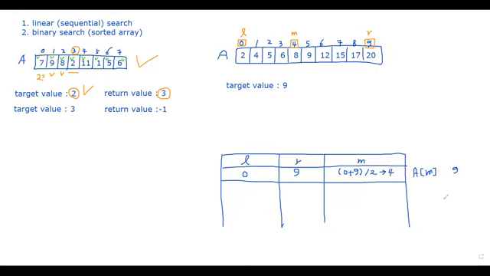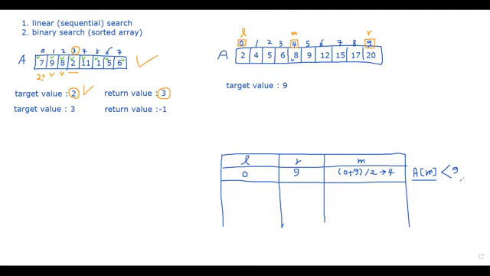9 is the target value, right? And M is 4. So the data at index 4 is 8, right? So the target value is greater than the middle data, middle number, right? Then what should we do next? Yes, thank you, Luis. Correct. We should move. So this means that, guys, there's nothing to memorize.